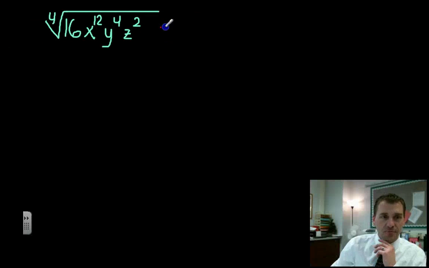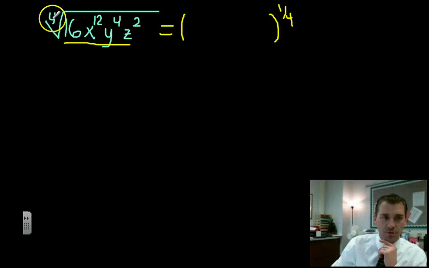So let's take and rewrite this thing. Whoa, what is going on? Let's rewrite this thing as all of this stuff underneath the radical, all of that being raised to the 1/4 power. Why 1/4? Because it's the fourth root. So I get 16 x to the 12th power, y to the 4th power, and then z squared.